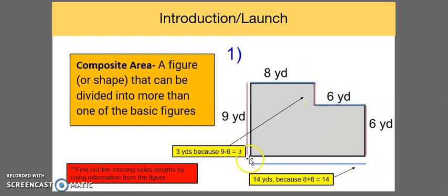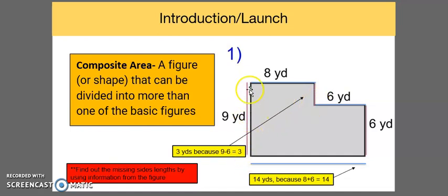So let's say if we're trying to figure out the bottom part, what we can do is use known information on the diagram to figure this out. So this figure is unknown, but we know that on the top, this is given that it's 8 yards and here is 6 yards. If we put those two together, we'll notice that the whole length on the bottom is 14 yards.